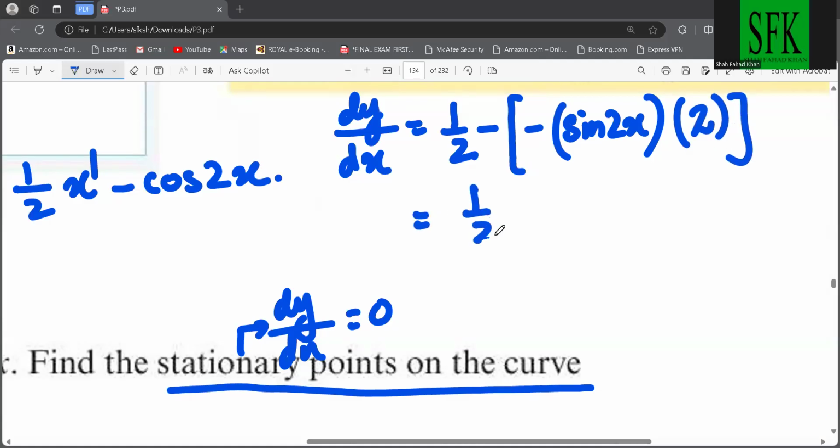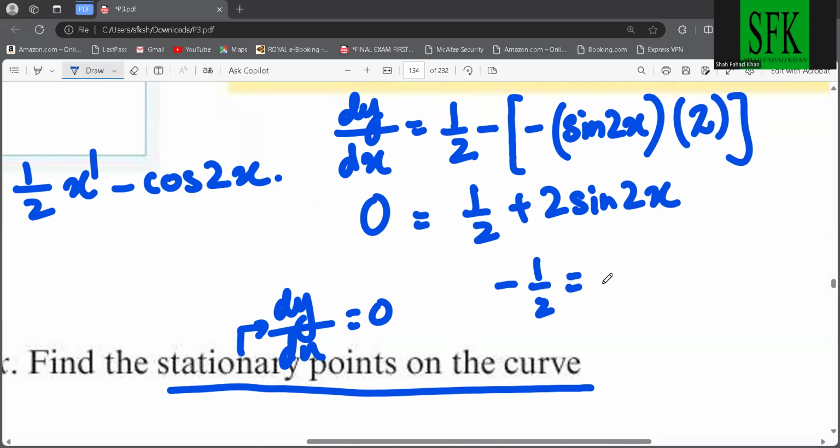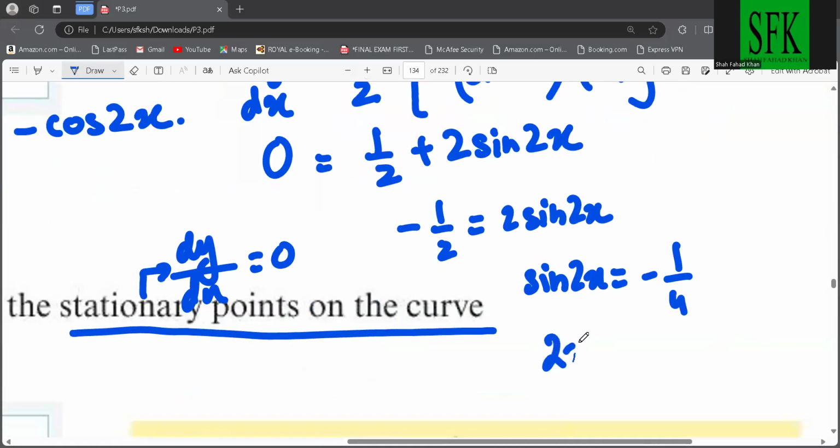Simplify that. Half plus 2 sine 2x. Now, because it's a stationary point, the dy/dx must equal 0. Now we can simplify that to get the value of x. The negative half equals 2 sine 2x. So sine 2x will equal negative 1 over 4. And then 2x will equal sine inverse of negative 1 by 4.